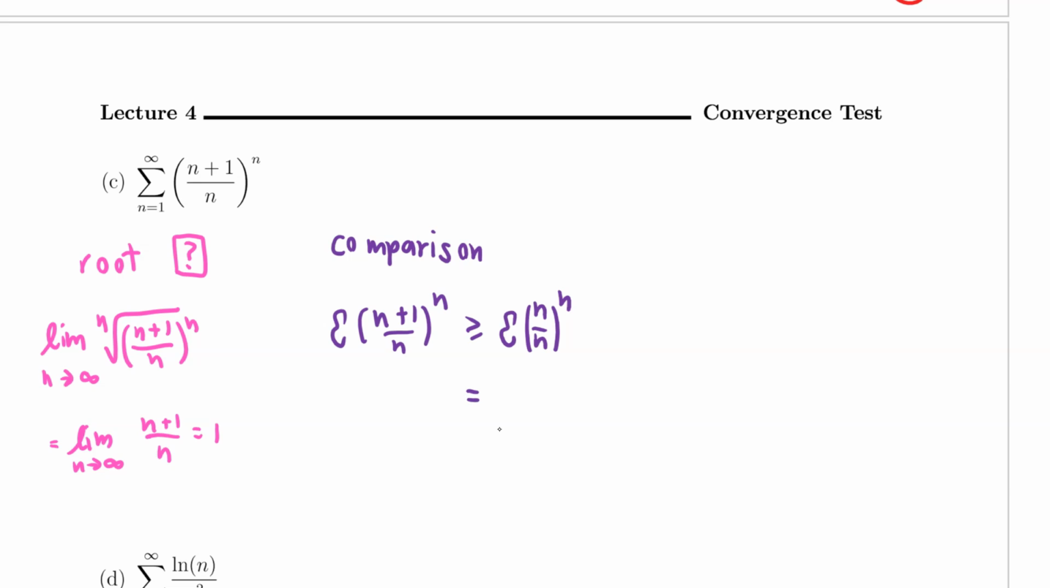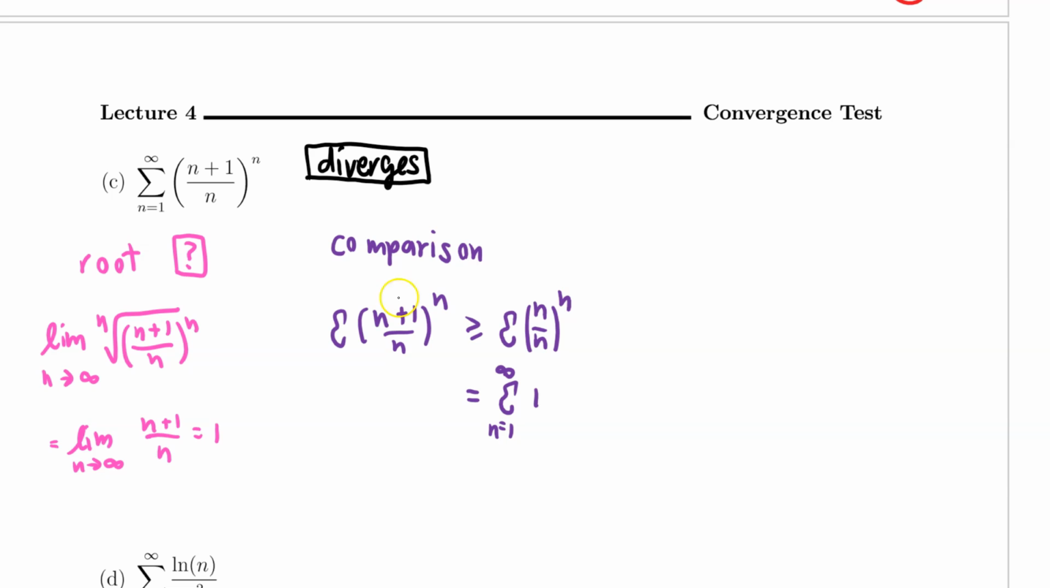And my right hand side is just the sum of 1 to the n, which is just the sum of 1 when n goes from 1 to infinity. Now, this is basically just a sum of a bunch of 1s, so this guy definitely diverges. And because this guy diverges, then the original series in the question will also have to diverge. So we can now conclude using the comparison test that this guy is going to diverge.